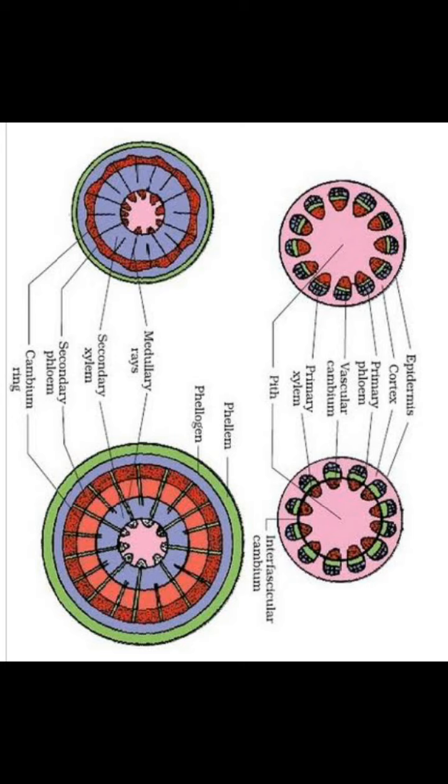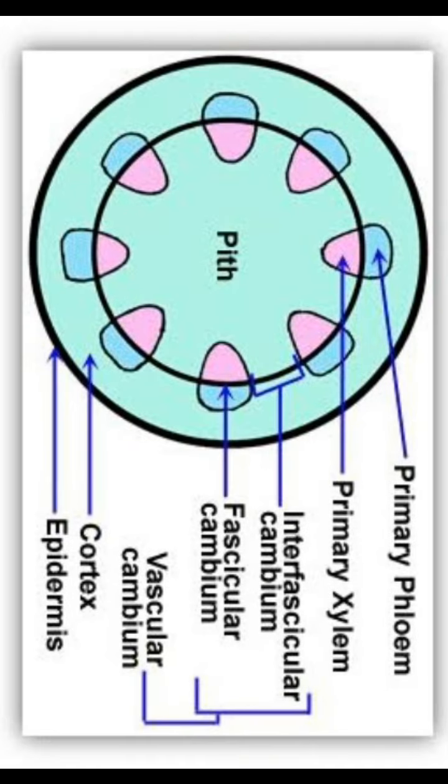Is it clear? Then let us first discuss vascular cambium. The meristematic layer that is responsible for cutting off vascular tissues, xylem and phloem, is called vascular cambium. In the young stem, it is present in patches as a single layer between the xylem and phloem.